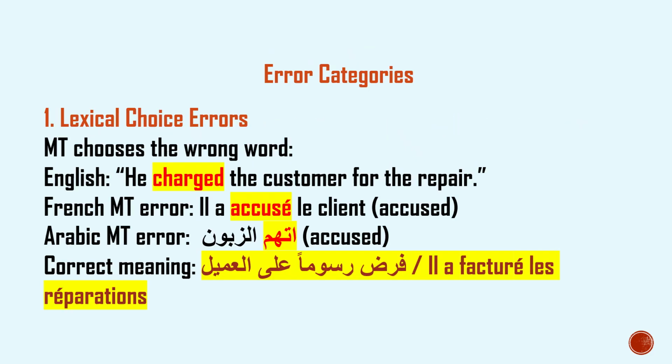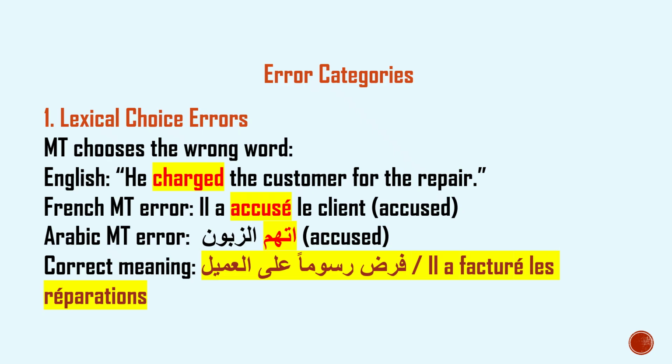Well, despite the fact that neural machine translation generates better output than any other machine translation approach, it still suffers many failures, including, first, lexical choice errors. This happens when the machine translation system chooses the wrong word.